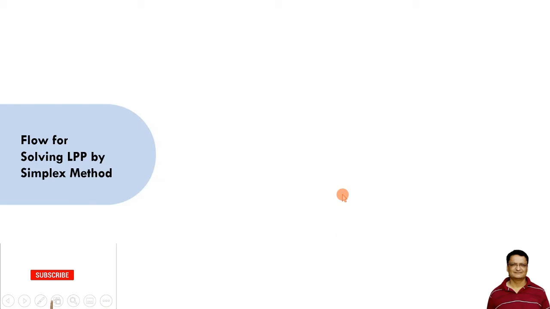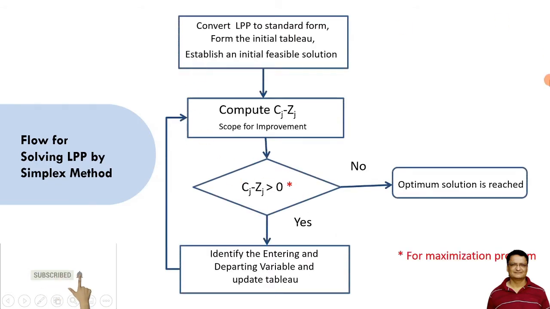Let us put all these steps in a flow chart so that we can understand things much better. These are the first three steps: convert the LPP to a standard form, create the initial table, and establish the initial feasible solution. Then we have to locate the scope for improvement, which is done by computing Cj minus Zj. We will see exactly what Cj and Zj are and how to compute them with the help of one example.